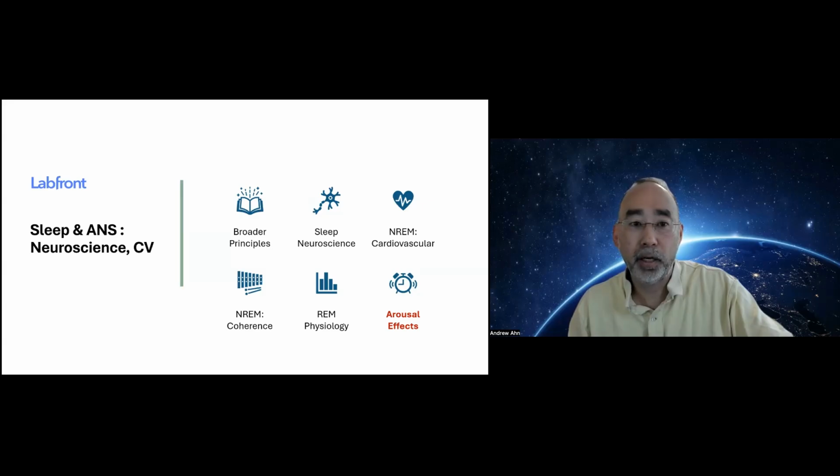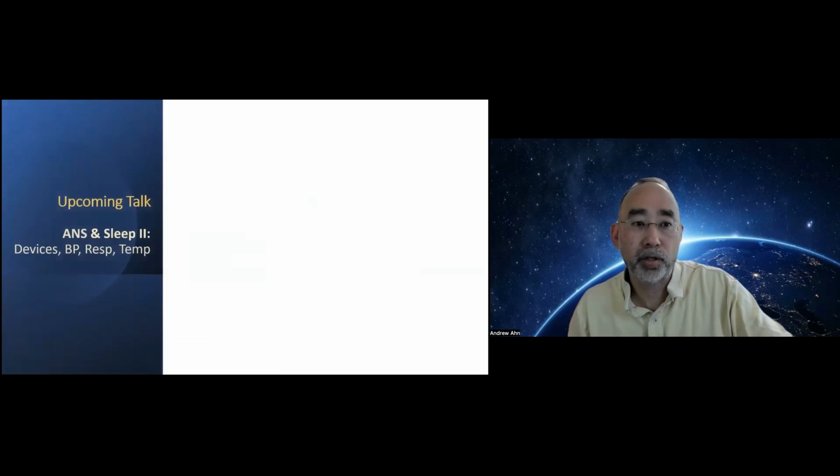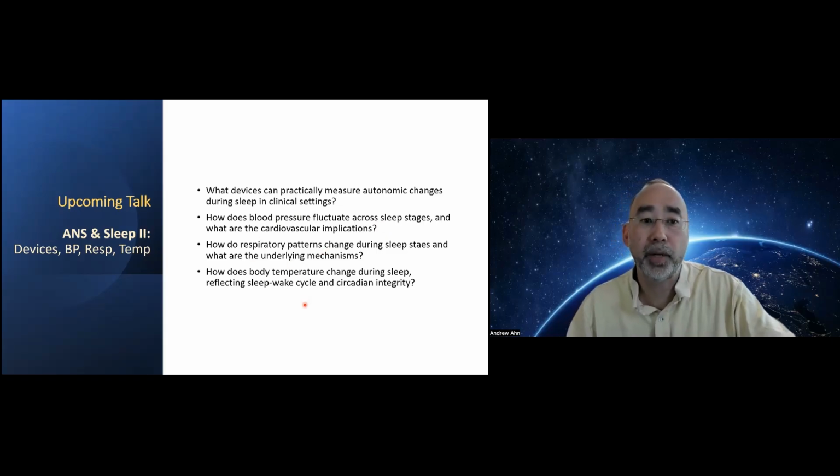Now that we're at the tail end of this talk, I do have some information about how poor sleep can lead to poor cardiovascular outcomes, and I'll do that for part two. I apologize for going a little bit over time. For part two of this talk, I will talk about what devices can practically measure autonomic nervous changes, how blood pressure fluctuates across sleep stages, how respiratory patterns change, and then I'll also talk about temperature as well.